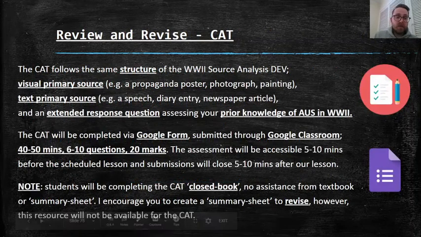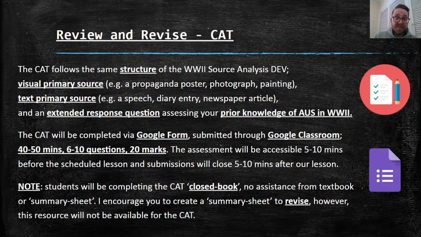Now the CAT itself follows the same structure as the DEV, so that should be very familiar to you. You've got one visual primary source, whether a propaganda poster, photograph, or painting. One text source, which could be a speech, a diary entry, or a newspaper article. And then an extended response question, assessing your prior knowledge of Australia in World War II. Same as the DEV.